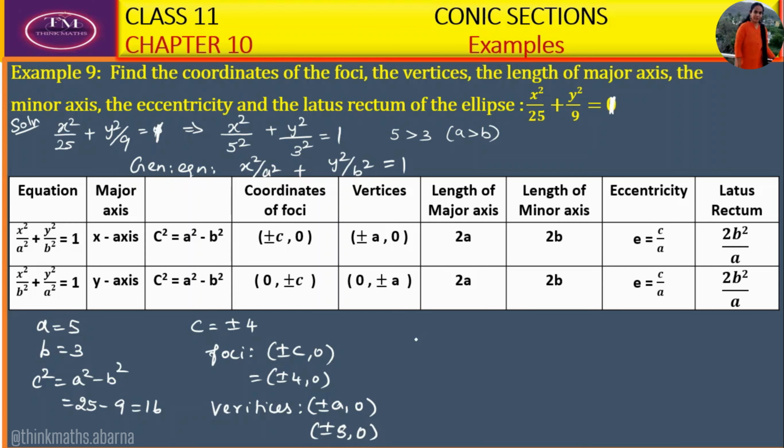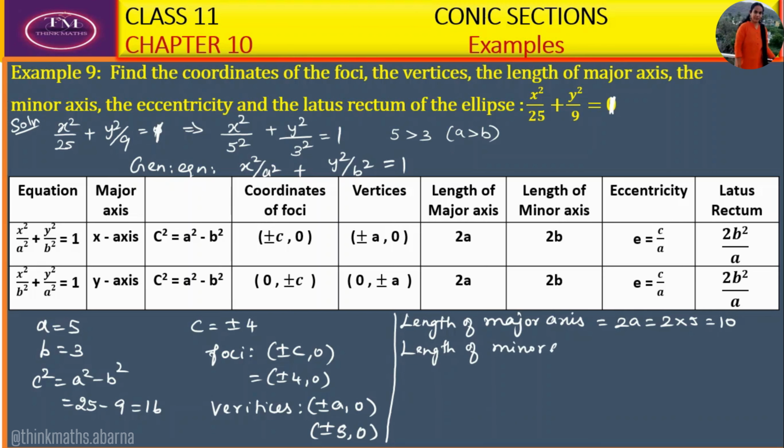Next we have to find the length of the major axis and minor axis. So the length of the major axis is 2a. So 2a means 2 into 5, which is 10. In the same way, the length of the minor axis is 2b. So it is 2 into 3, which is 6. Next we have to find the eccentricity.